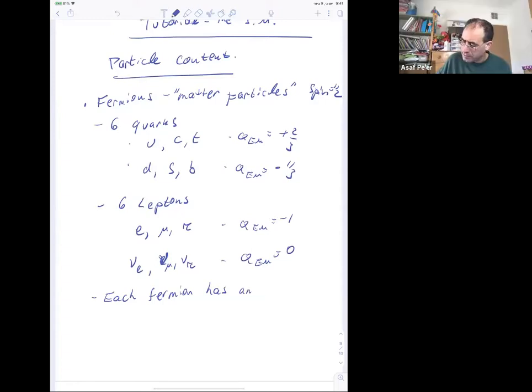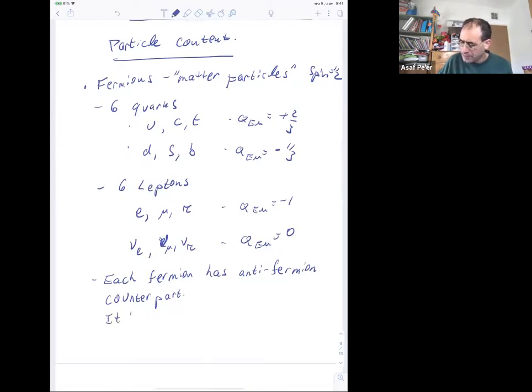As anti-fermion counterpart. So anti-fermion is a particle which has exactly the same mass, but the opposite charges. All the charges that fermion carries, it carries the opposite ones. It has the same mass, but opposite charge.